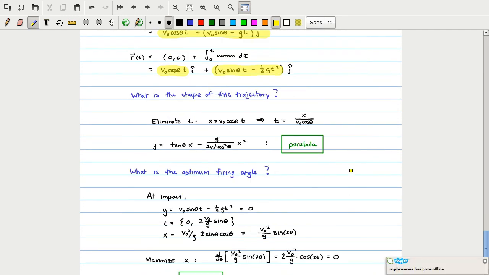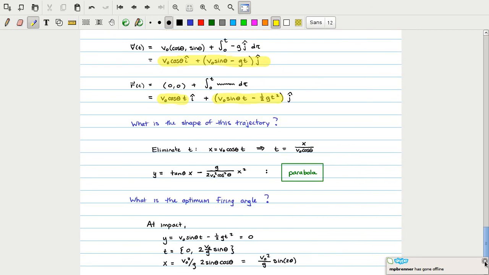A more interesting question is, what is the optimum firing angle to achieve the maximum distance? And many of you know this as well, the correct answer. But again, here's where it comes from. How do we find it? Well, first we need to answer the question, how far is it going to go as a function of theta? And to figure out how far it's going to go, we need to find out when it hits the ground, recall from Calculus 1.